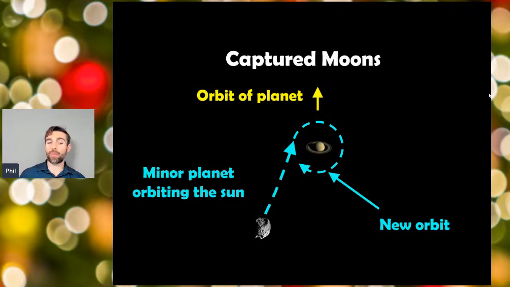So if we had a minor planet, an asteroid, or even another planet that was orbiting the sun, they're kind of going in the same direction.